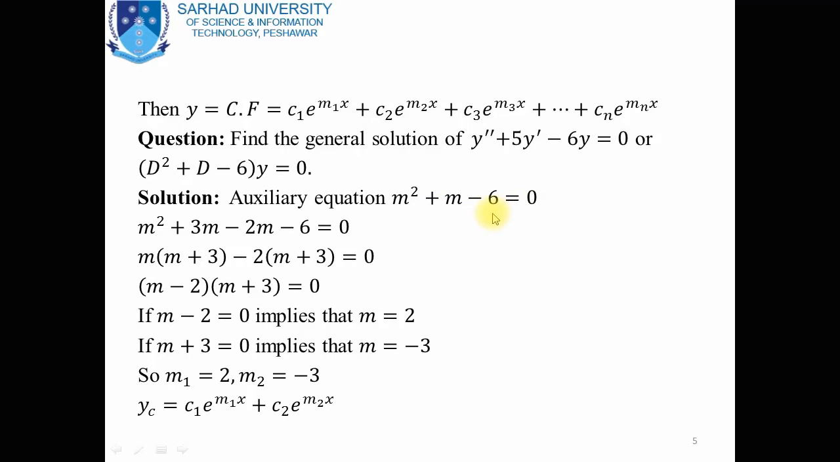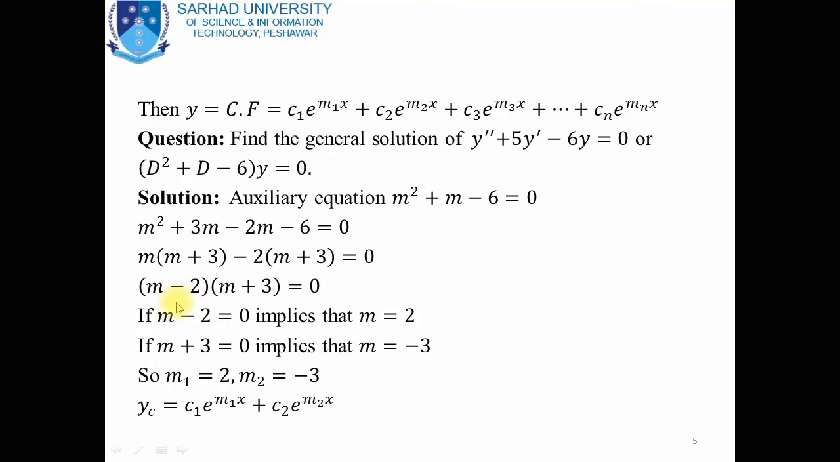This is a simple algebraic equation. To factorize it and find the roots m, write m squared plus 3m minus 2m minus 6 is equal to 0. We can factorize this polynomial by sum and product. Taking m common from the first two terms, m into (m plus 3), and taking minus 2 common from the other two terms, minus 2 into (m plus 3) is equal to 0. Now this equation can be written as (m minus 2)(m plus 3) is equal to 0.